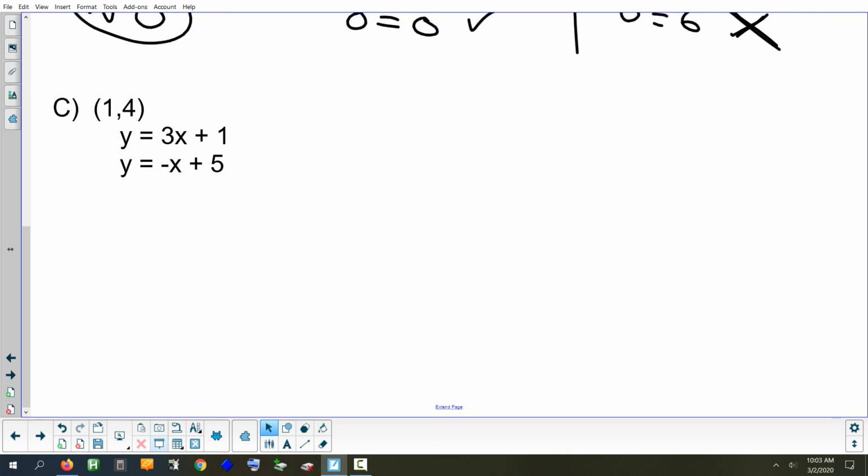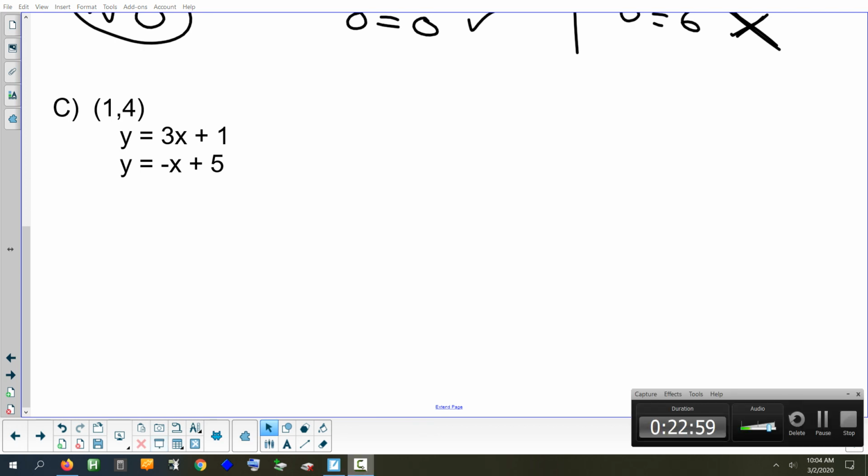Now, we haven't had this happen yet, but if you check it and it doesn't work in the first one, do you even need to check the second one? No. Because if it doesn't work in the first one, you're done. You already know it's not a solution. I don't care if it works in the second one, it didn't work in the first one. So, if you check one right away and you see it doesn't work, you can stop. Okay, so I'll give you guys about 60 seconds or so to give that a shot.